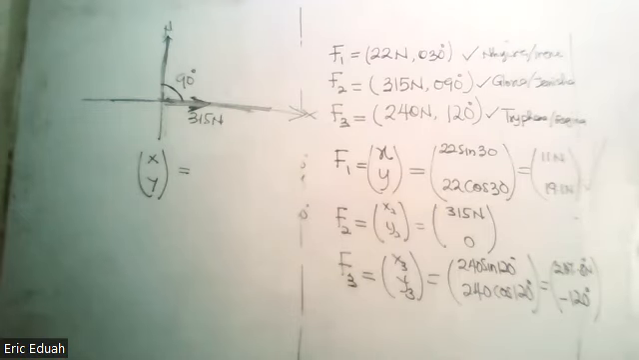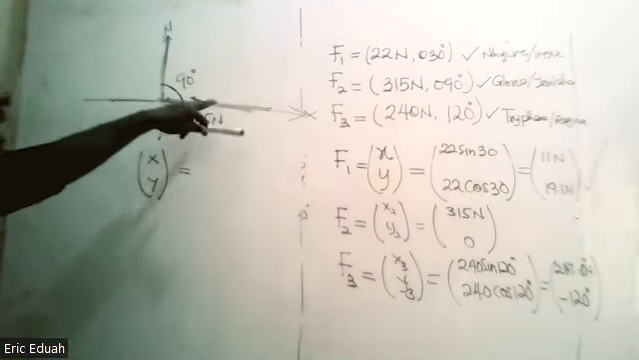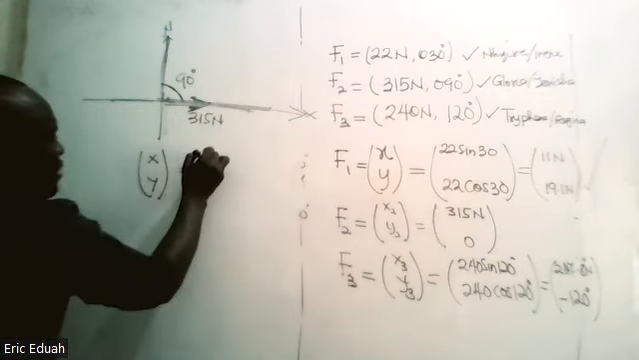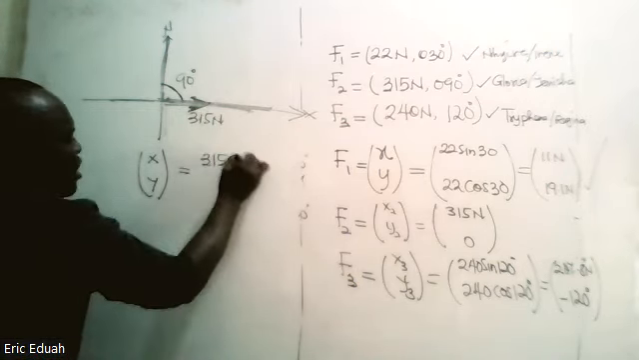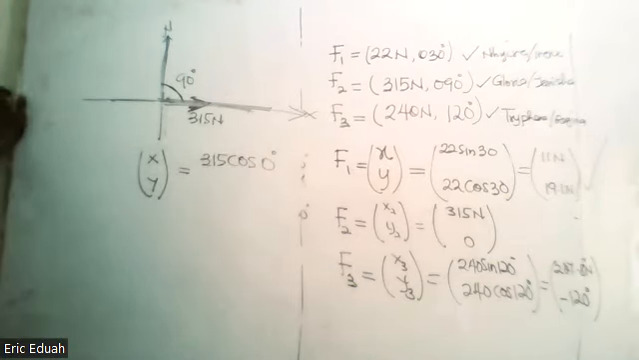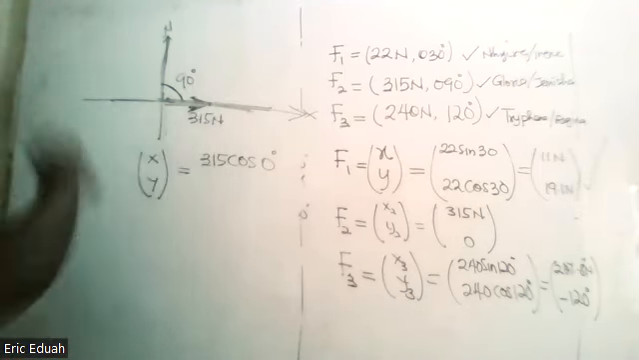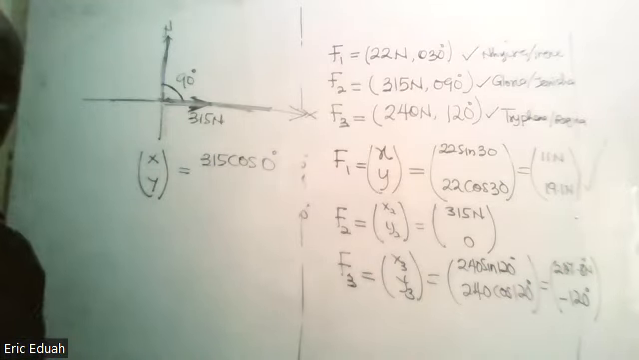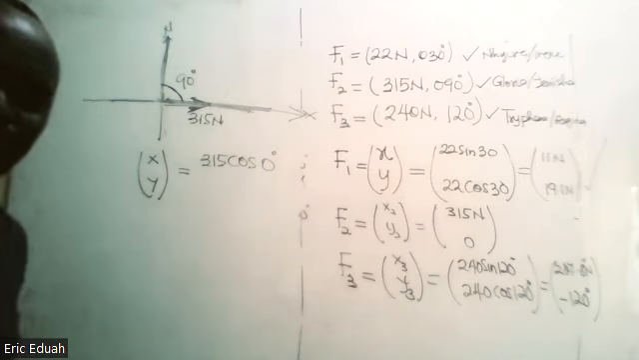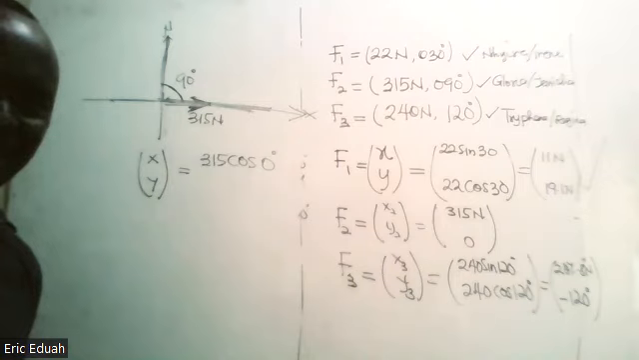So if you are resolving it to the x-axis, because the angle between the force and the x-axis is 0, this is 315 cos of the angle, which is 0 degrees. Now, what is the angle between the force and the y-axis? It's 90 degrees.